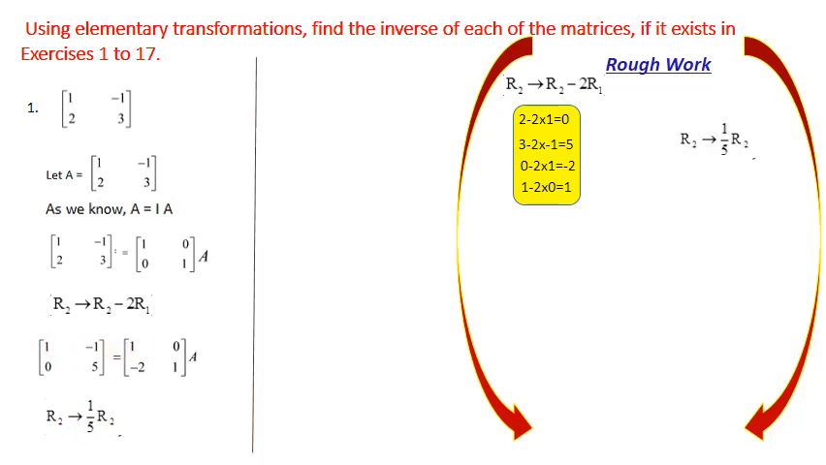Go for the rough work. The first element in R2 is 1 by 5 into R2, which here is 0.